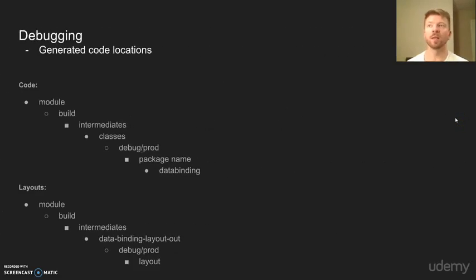So for debugging Android data binding library, it's important to know where you can find the generated code and generated layouts. The generated code resides in your module's build folder, then you go into intermediates, classes, then your build type, then package name, and then data binding. And for the layouts, it's almost the same, but module's build folder, then intermediates, then data binding layout out, debug or prod, and then the layout folder.